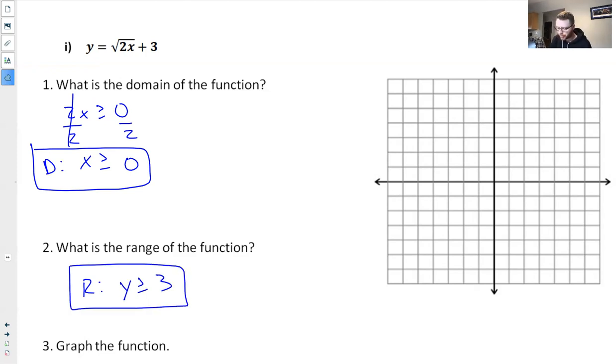Okay, so let's go ahead and plot this point. So x is greater than or equal to 0, so it's going to the right. And y is greater than or equal to 3, so it's going up and to the right. Okay, so our first point is right here, 0, 3, and it is going up and to the right.